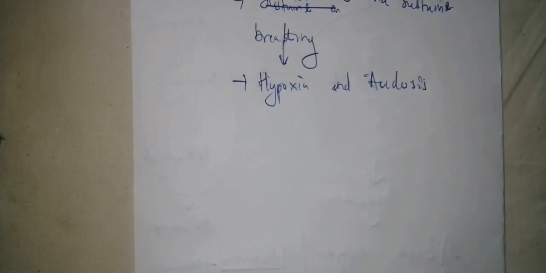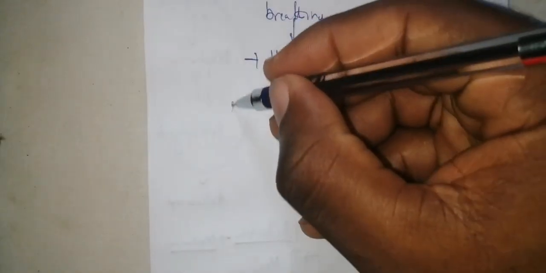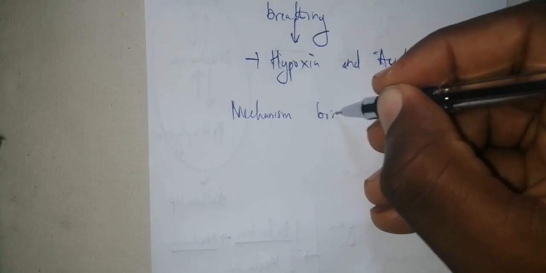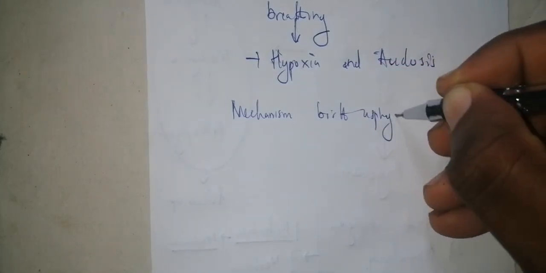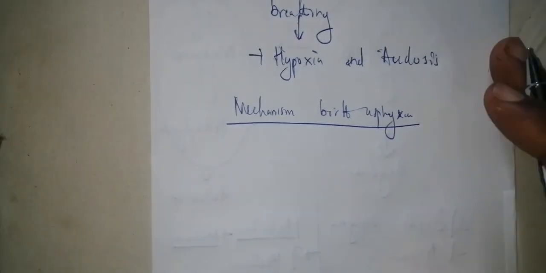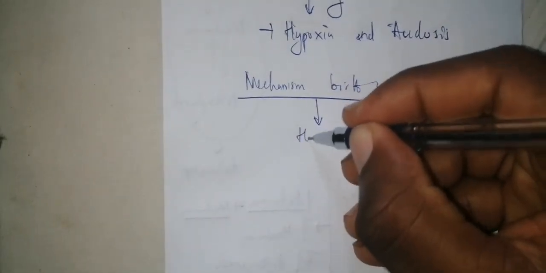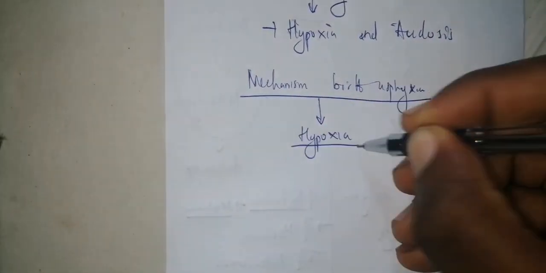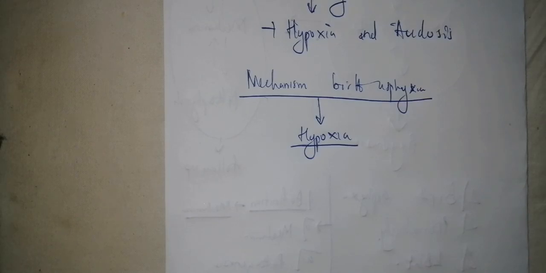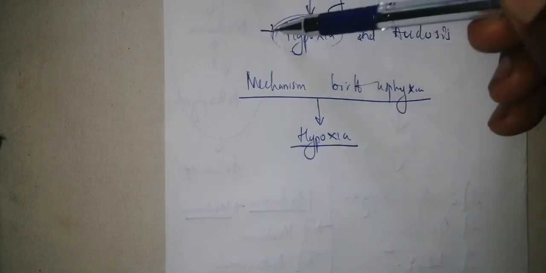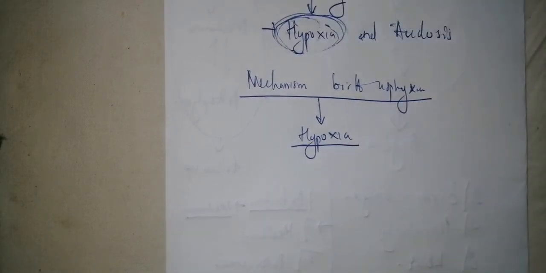Now, after having the definition of birth asphyxia, we move on to the mechanism of birth asphyxia. We need to know what the mechanism is going to be. The mechanism of birth asphyxia is a result of hypoxia. So when you have birth asphyxia, it's because of hypoxia. When there is inability of a neonate to initiate and sustain breathing, the major element you first have is hypoxia.